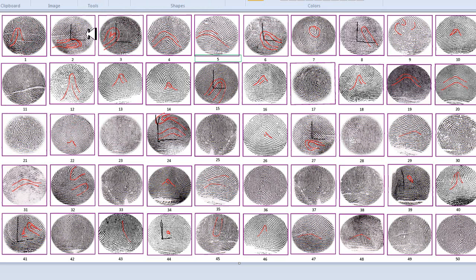So let's see how many loops that we have. We've got 1, 2, 3, 4, 5, 6, 7, 8, 9, 10. From what I'm seeing here, we have 10 loops on this quiz.